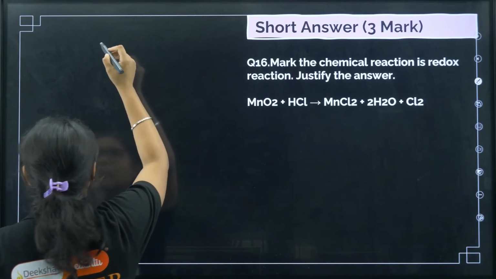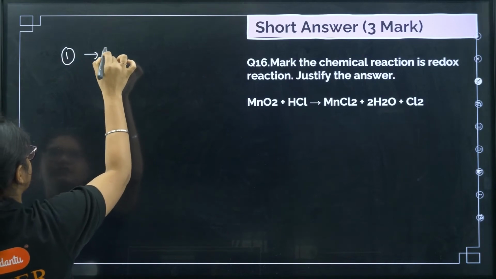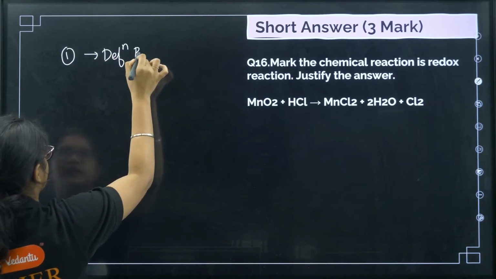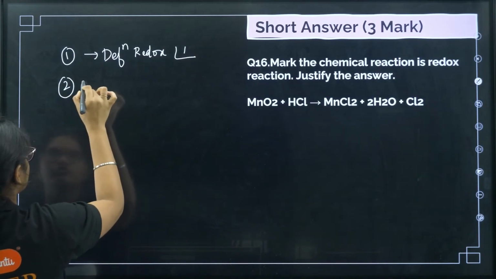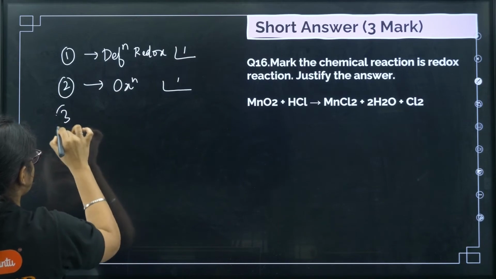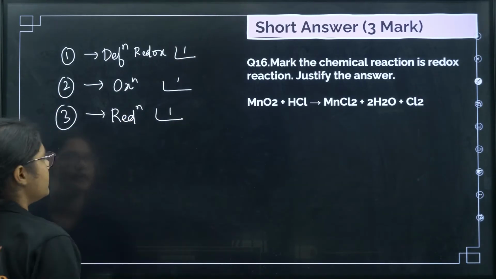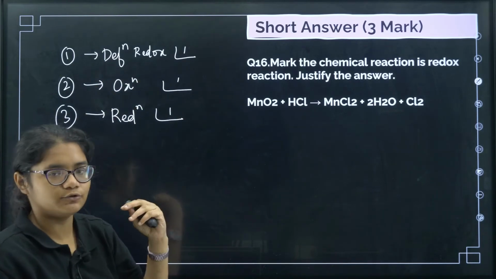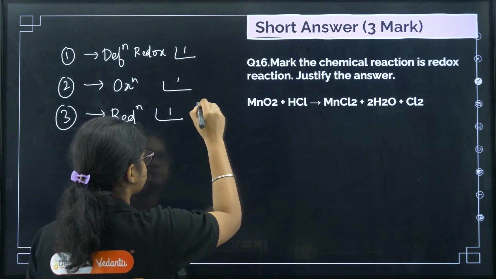The first point, it is a 3-marker, so you should write the answer in 3 steps. First one is the definition of redox reaction. Okay, this is 1 mark. Second point, you need to show which part is oxidation, and the third part you need to show which is reduction, right? So if you write these 3 points, you will get 3 marks for this question. Okay, so first let us write the answer now.